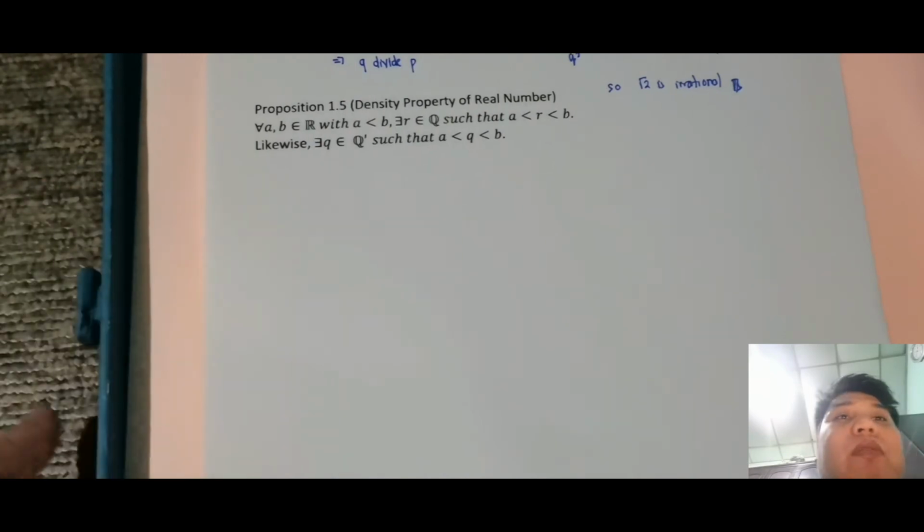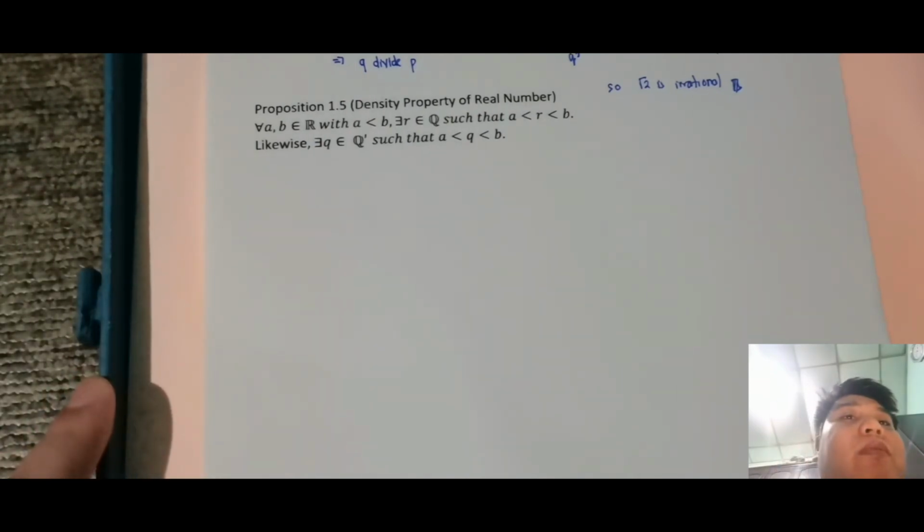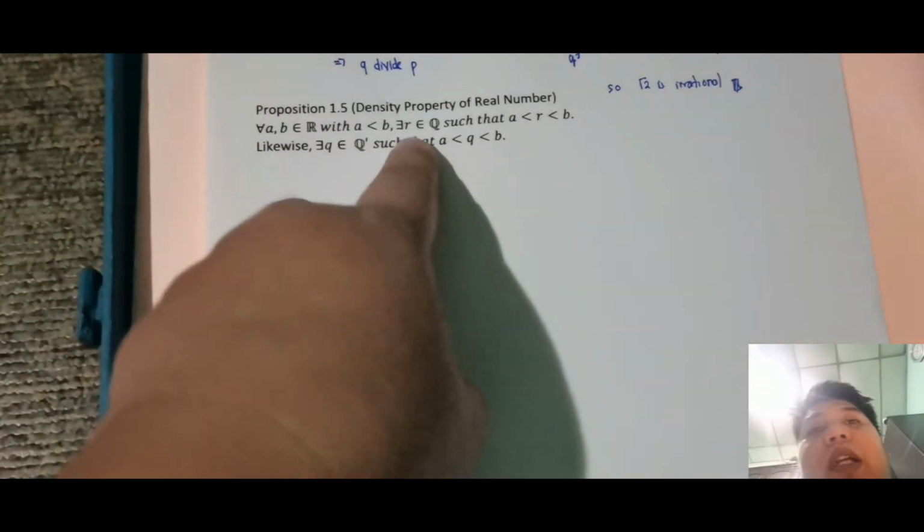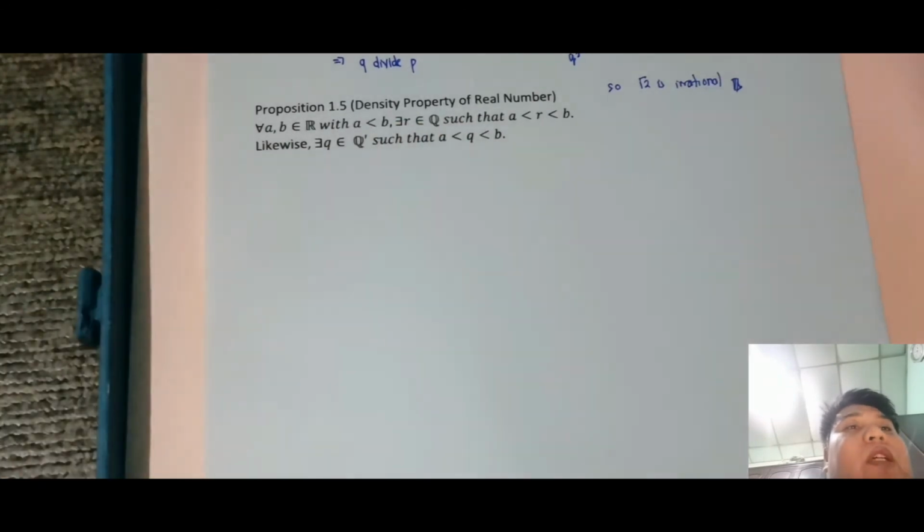Okay, so let's say proposition 1.5. So the density property of real number. So sabi for every a and b element na real number. So whenever a is less than b, there exists r element ng rational number such that a is less than r less than b. So parang ang ibig sabihin nito, in between 2 and a real number, there exists a rational number. So tama naman yun.